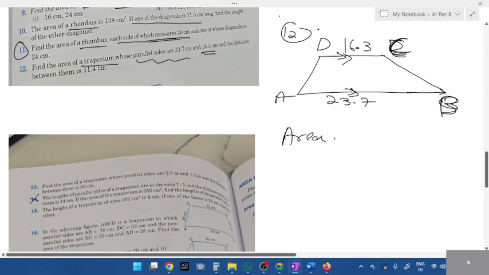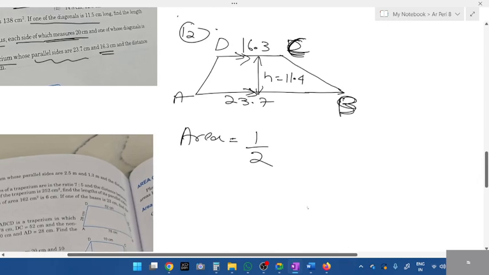And what's the other thing? What's the distance between them? That is height. How much is the height given? Height is equal to 11.4. What is the area formula? Half into what are the parallel lines here? AB plus CD, multiplied by H.